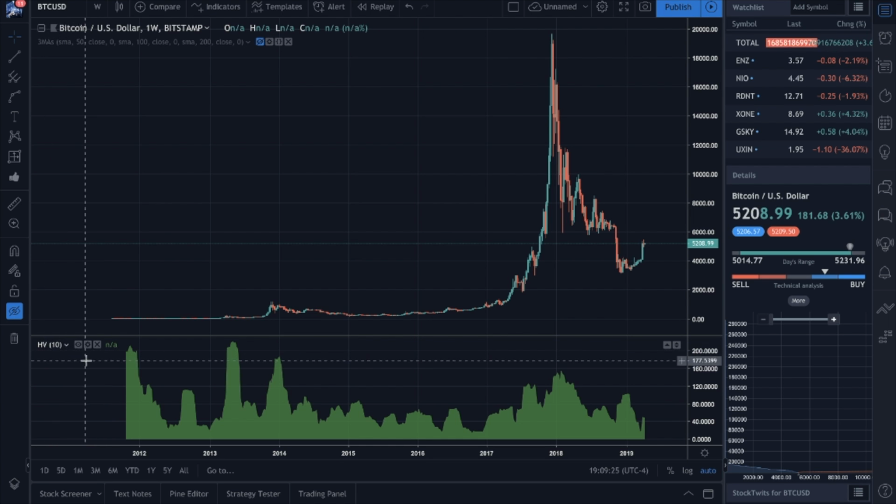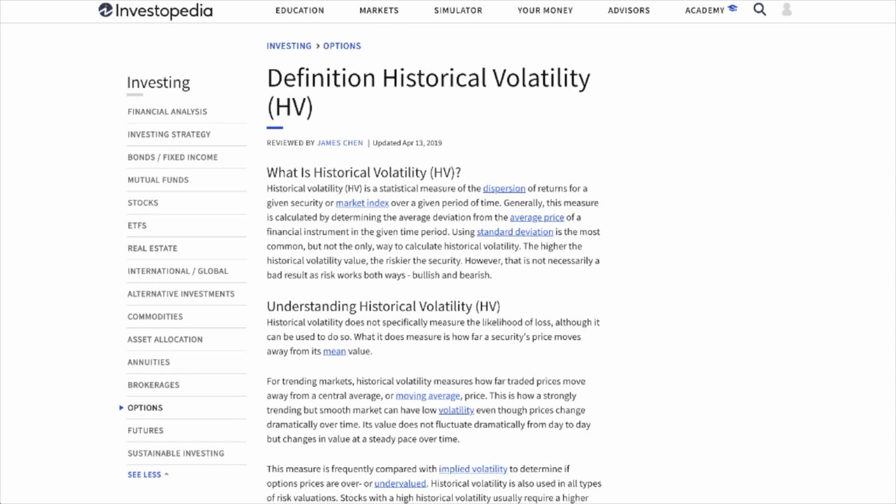Now, this is a very simple indicator here that we're going to be taking a look at on the chart, but I want to go ahead and dive in to a little bit of an understanding here as to what historical volatility really is. Now, generally speaking, when we're measuring volatility in any given market, we could do this for stocks, we could do it for commodities, whatever it may be. We can do it for cryptocurrencies as well. It's generally a measurement of calculating the average deviation from the average price of a given financial instrument.